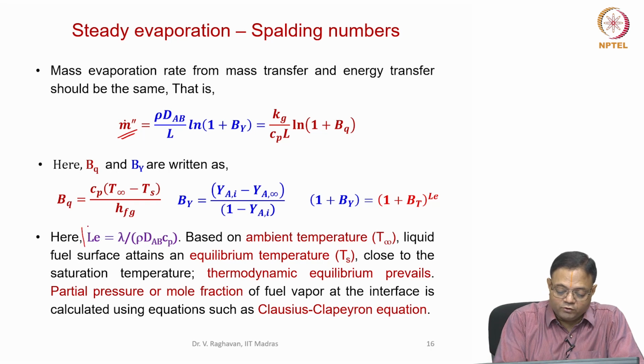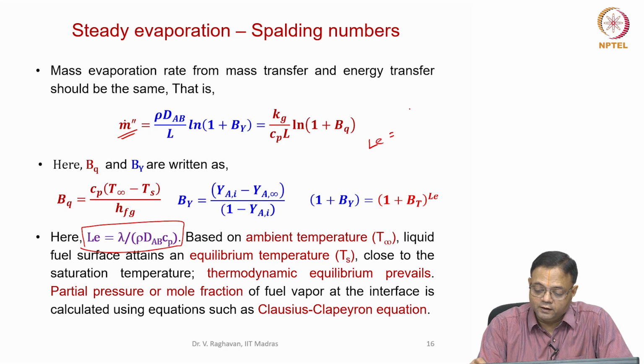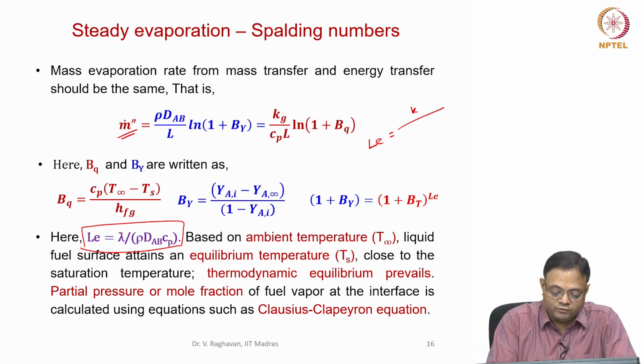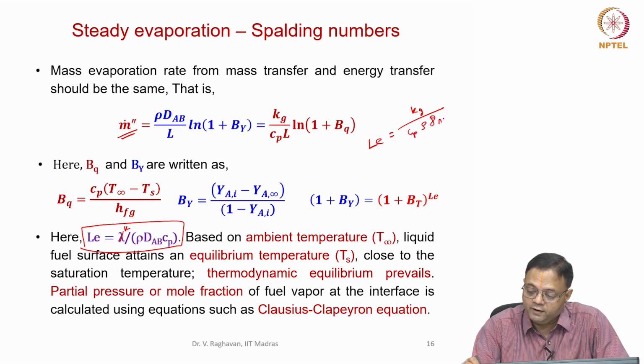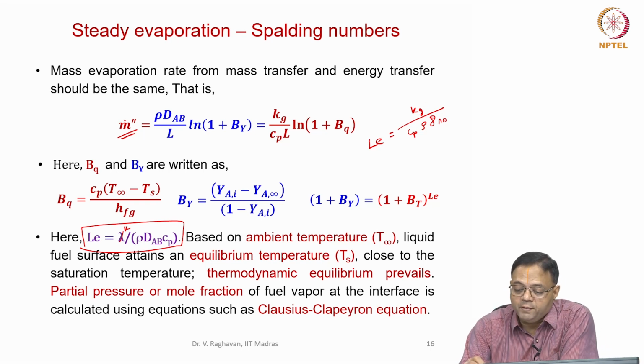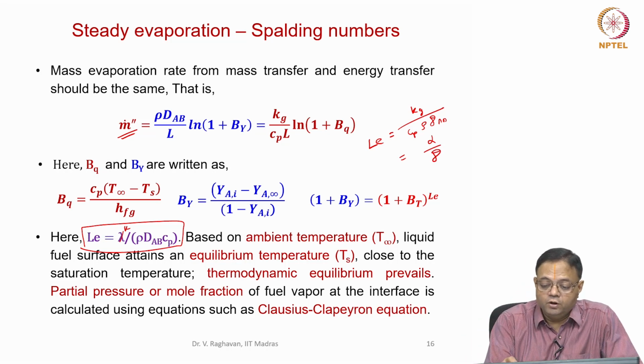Now, I define what is called the Lewis number. What is the Lewis number? We know that k, the thermal conductivity, or kg, divided by Cp rho D_AB. So, k by rho Cp is alpha. So, the Lewis number is alpha by D, that is it. So, here I am saying k rho, bring it here. So, this will be alpha by D. L cancels. So, alpha by D is what? Alpha by D is the Lewis number.